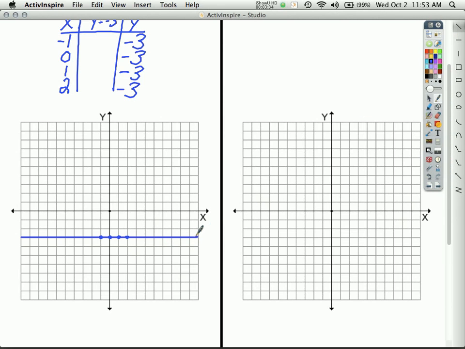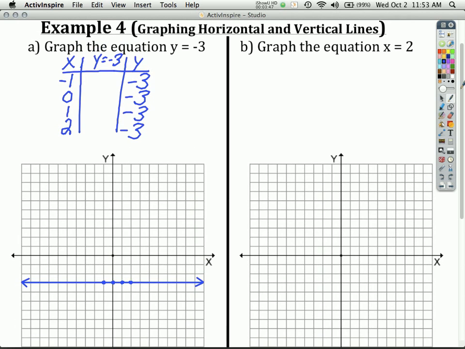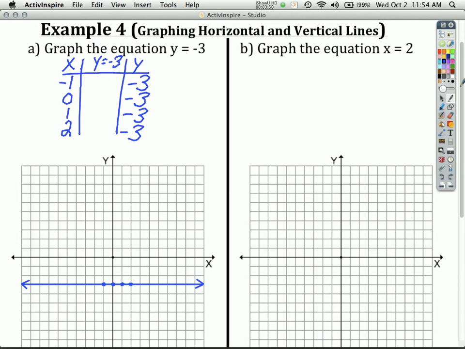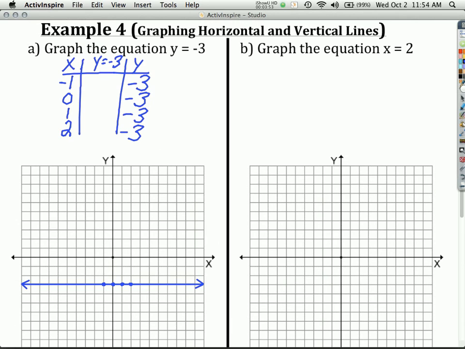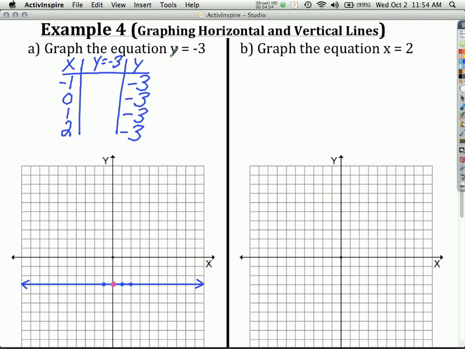This is the graph of the equation y equals -3. So, what does this mean? This means that when you have this situation, there's no work involved. You just have to understand what it looks like. The equation y equals -3, what I would do is put a point at -3 on the y-axis, and then draw a line horizontally through it. Any questions so far?